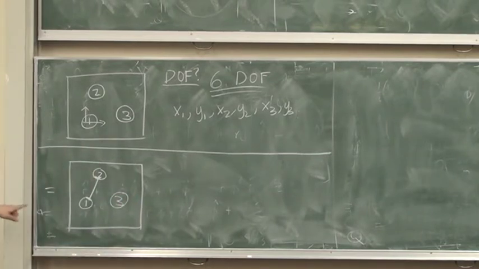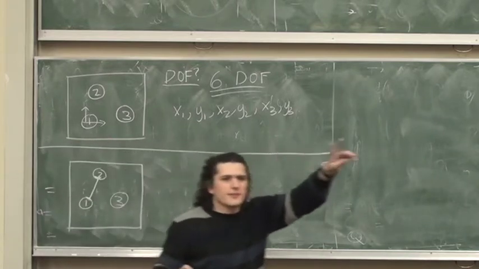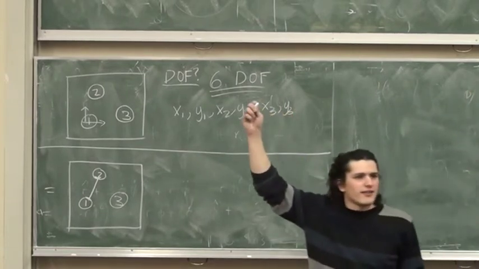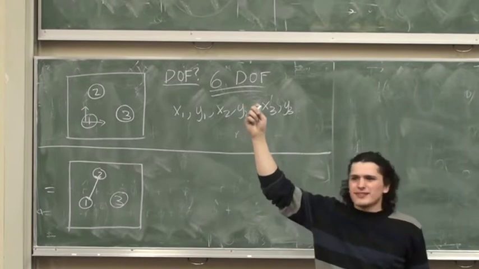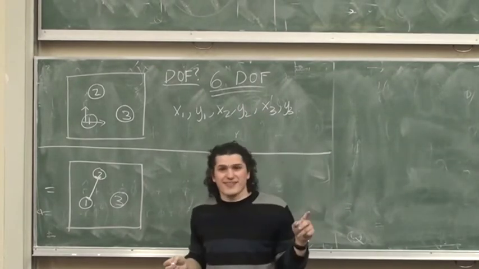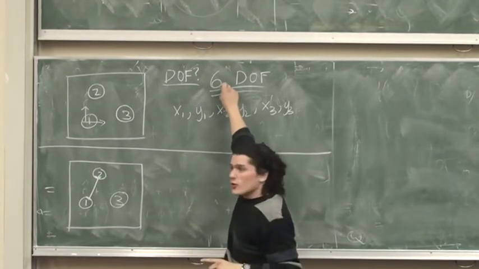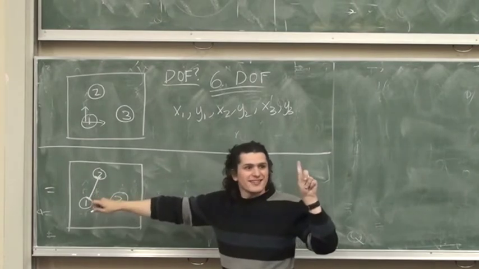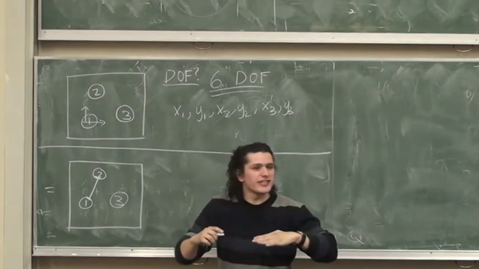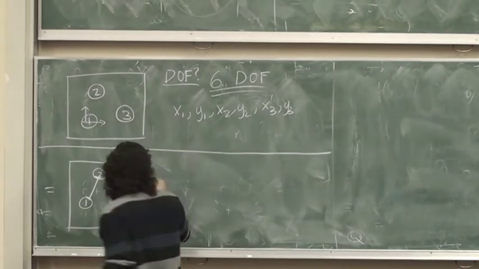How many degrees of freedom are there now? 5. I've got some saying 4 and some saying 5. How many of you said 4? And who's for 5? Okay, so it's kind of an even split between 4 and 5. The answer is 5. And I'll tell you why. We started with 6. We added 1 constraint. 1 holonomic constraint reduced the number of degrees of freedom from 6 to 5. What was the holonomic constraint?